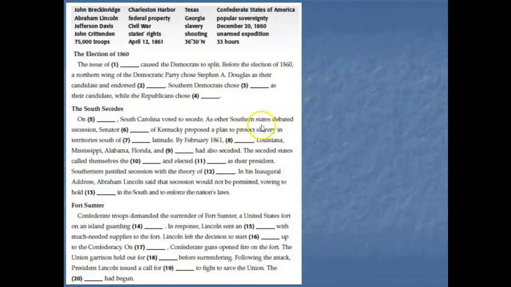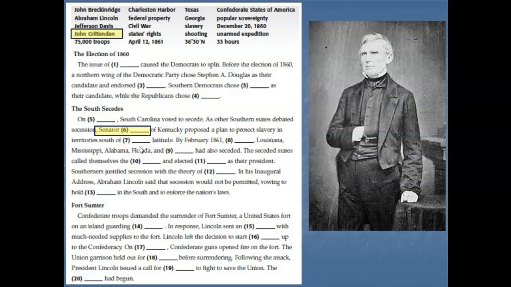Jumping back to the second paragraph, number 6. As other southern states debated secession, the answer there would be Senator John Crittenden of Kentucky, who proposed a plan to protect slavery as a last-minute compromise, sometimes referred to as Crittenden's Compromise. But it is basically rejected. Then in number 7, he wanted to keep slavery protected in the areas south of 36°30' north. Pretty much like bringing back the old Missouri Compromise, but both sides rejected it.